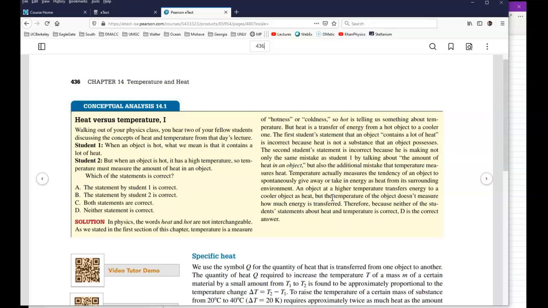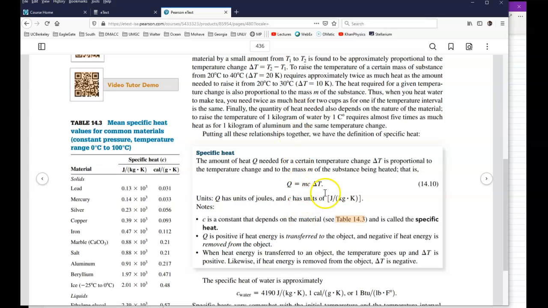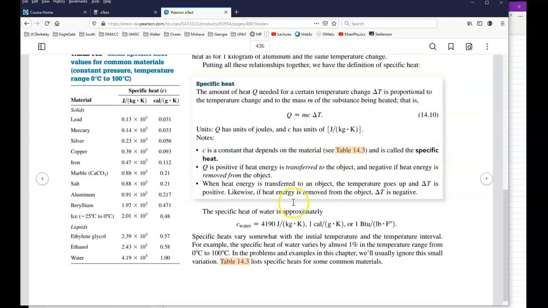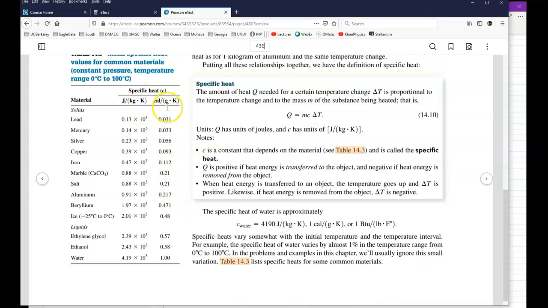There we go, specific heat, it talks about it here, and that is the formula that we are just dealing with. Here, mean specific heat values of common material, constant pressure, temperature, and so on. The specific heat is given in two units, in cal per gram Kelvin. I believe a chemist would be using this column. We do not use this column, guys. We only use joules and kilograms.